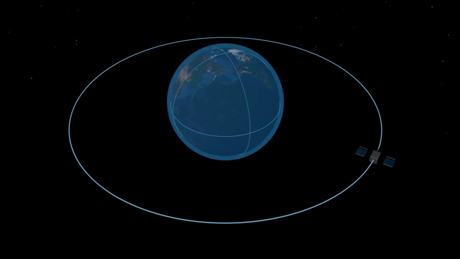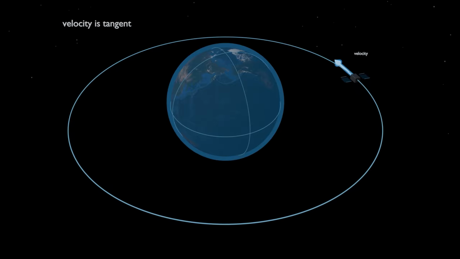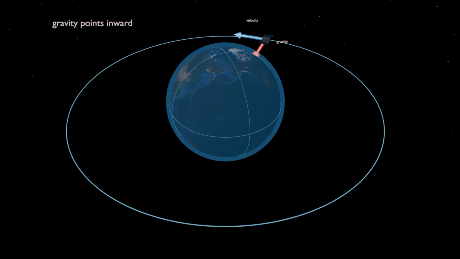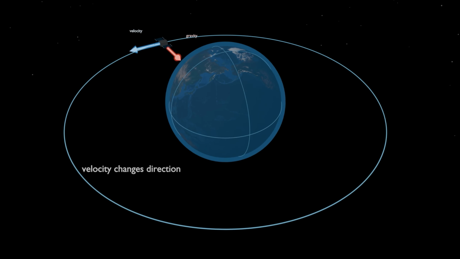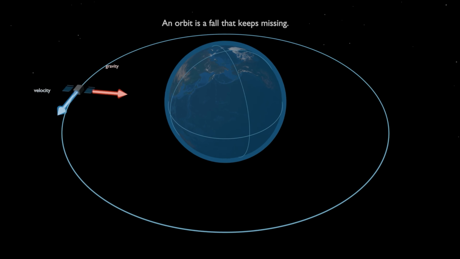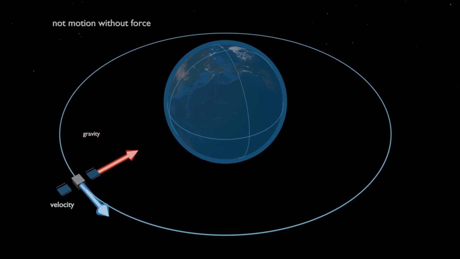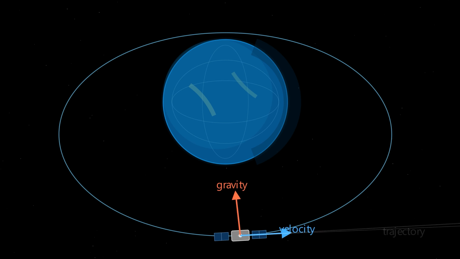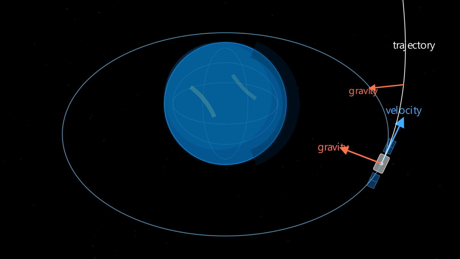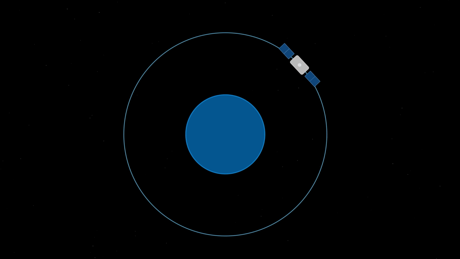The same idea becomes even more striking with an orbit. Because a satellite does not move around Earth because some mysterious force pushes it forward. It moves because gravity constantly bends its trajectory. The satellite is falling toward Earth. But because it also has sideways motion, it keeps missing the ground.